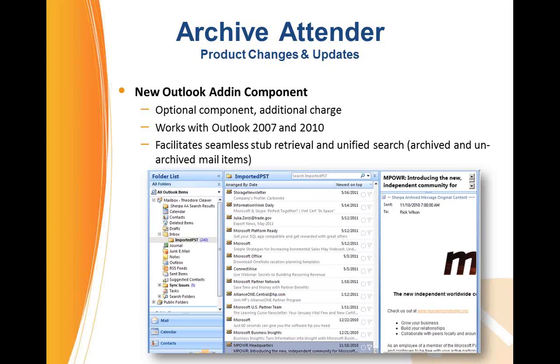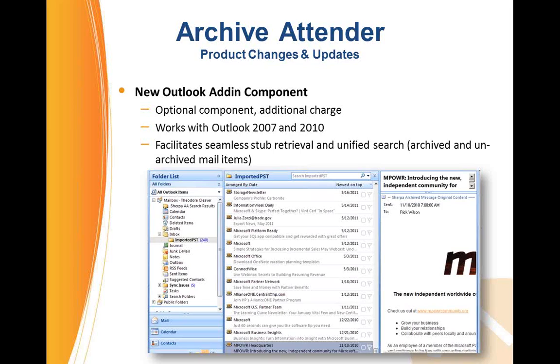We envision this to be an optional component, so customers who use Archive Attender in the 3.5 environment and just use stub links or the archive search can certainly continue to use that paradigm. We're not going to force them to change. If they want a bit more integrated experience, they can opt to purchase the Outlook plugin, we'll offer this as an additional component to the software application.